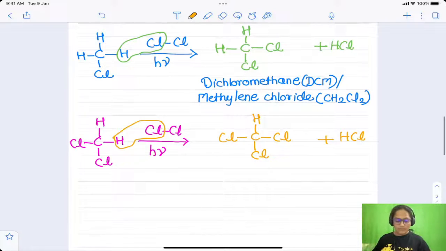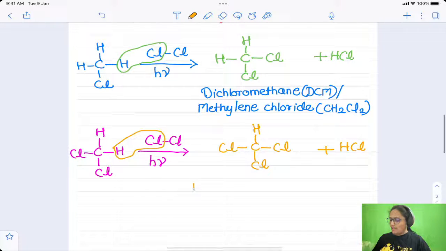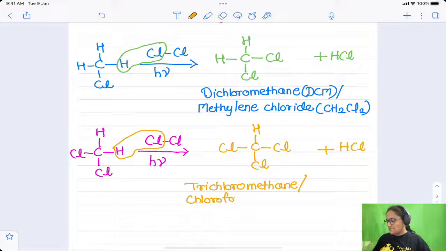This compound which is written here is called trichloromethane. Tri stands for three, chloro present in methane, so it is called trichloromethane. Or, popularly, it is called chloroform. You might have heard this name, chloroform. Previously chloroform was used in anesthesia.